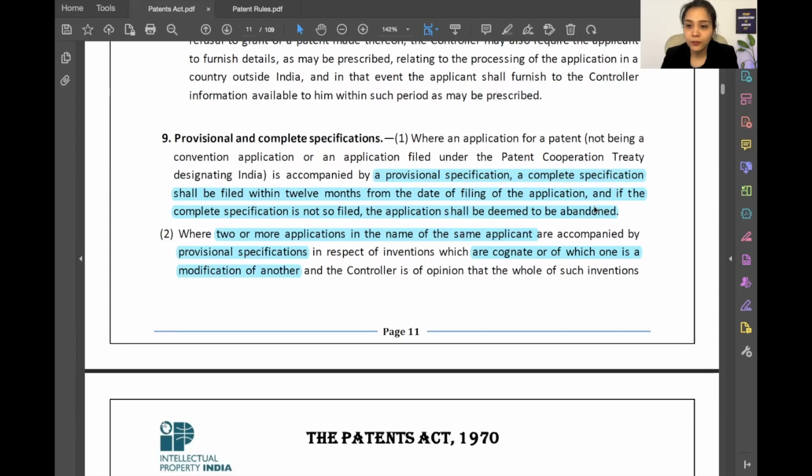So what does that mean? This simply means if you are filing a provisional application, there has to be a complete specification within 12 months. And if you fail to do so, your application will be considered as abandoned. So you have to be careful with the terms abandoned, withdrawn, rejected, and things like that, because every term has a different meaning. So in this case, the application will be termed as abandoned.